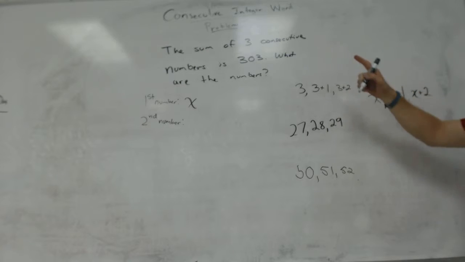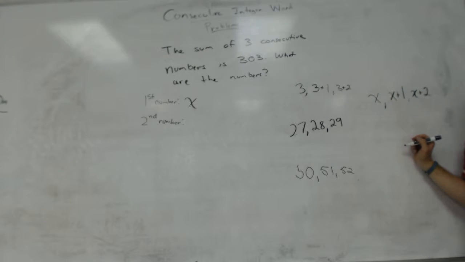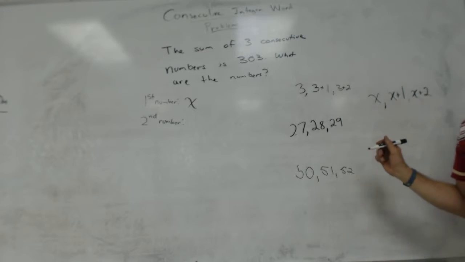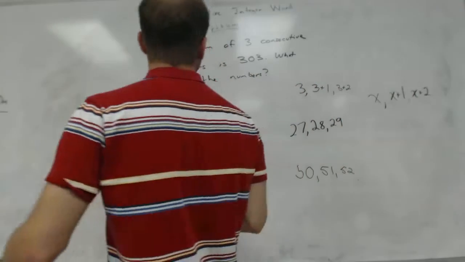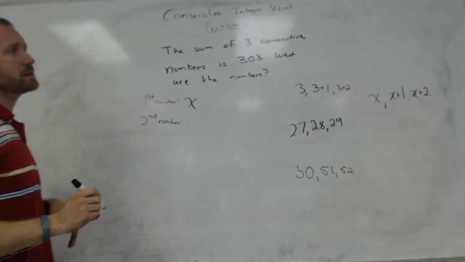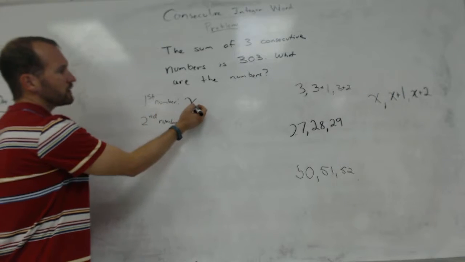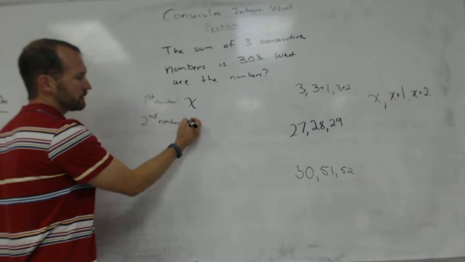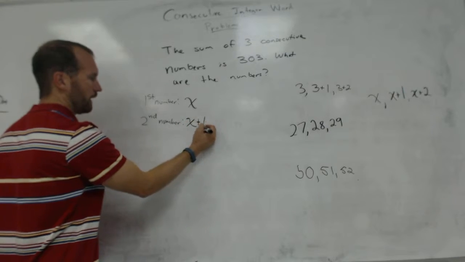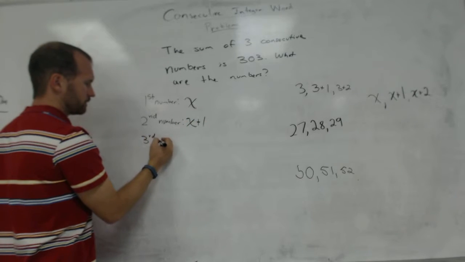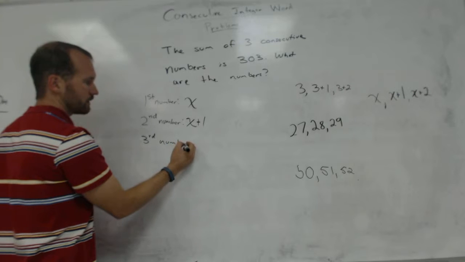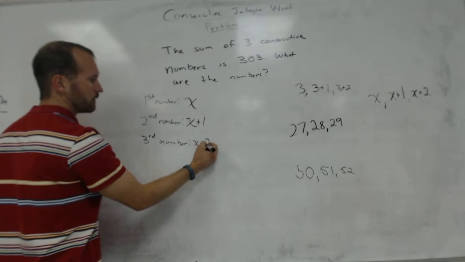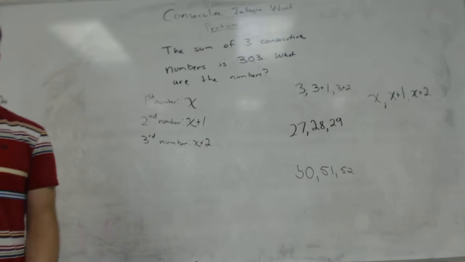Well, wait. How many consecutive numbers are we looking for? 3. So why would we go to x plus 3? Well, I'm just saying if it were more. But it's not, right? They're asking us for the sum of 3 consecutive numbers. So the first number is x. The second number is x plus 1. And what's the third number? X plus 2. Yes. That's it.